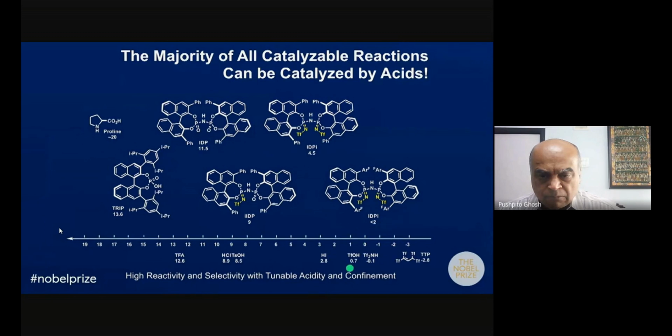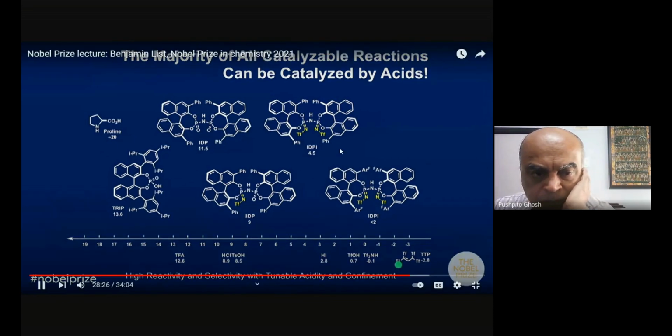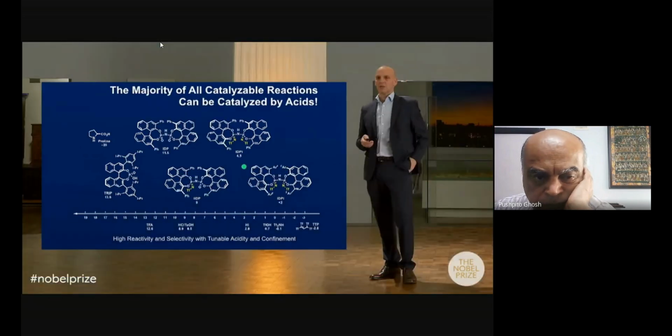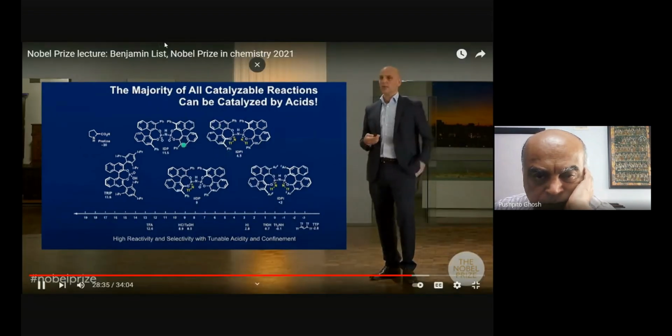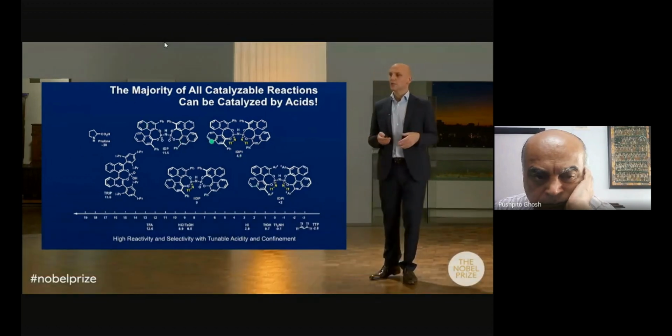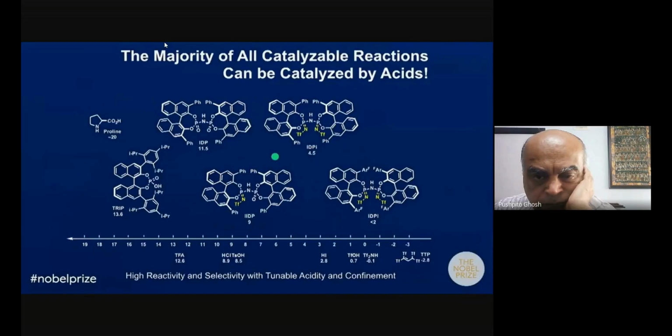But in addition to this, they have a unique feature, and we call this confinement. So around this acid functionality, a confined pocket evolves with this catalyst design, simulating somewhat how enzymes catalyze their reactions. And with this special combination of high acidity and confinement, a number of unique transformations have been realized in recent years, and I would like to highlight six of them to you.